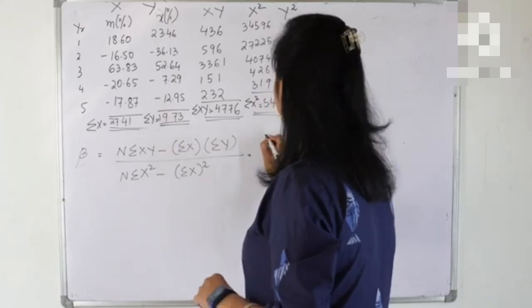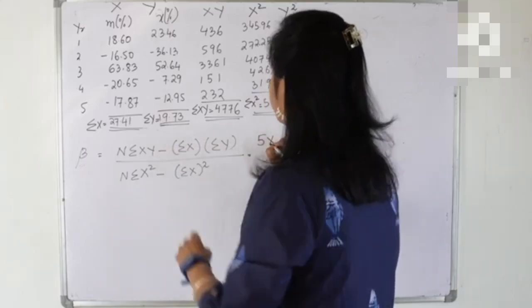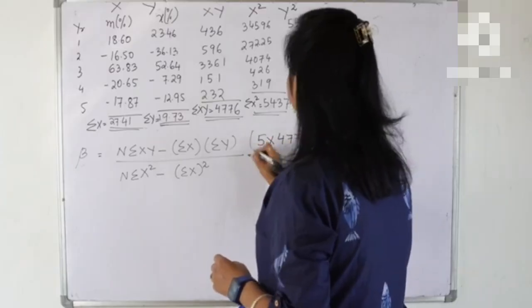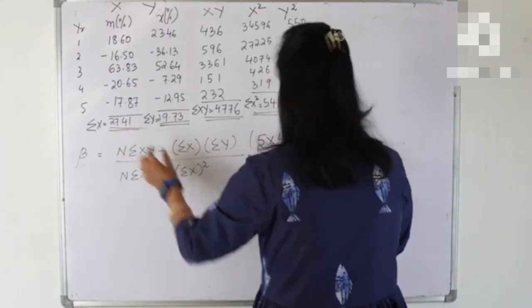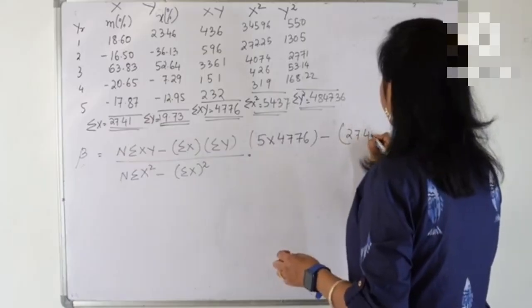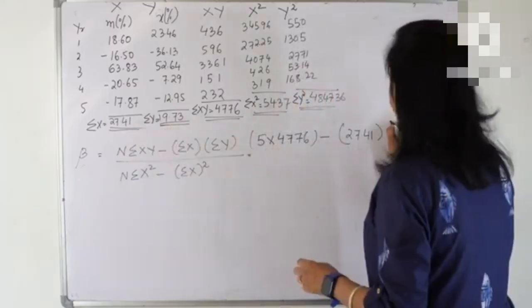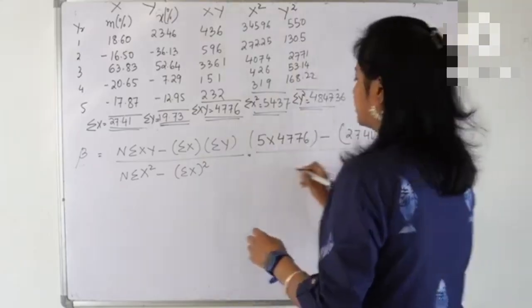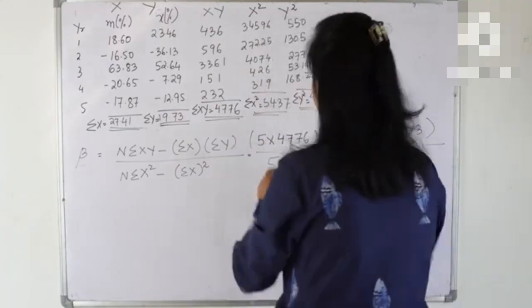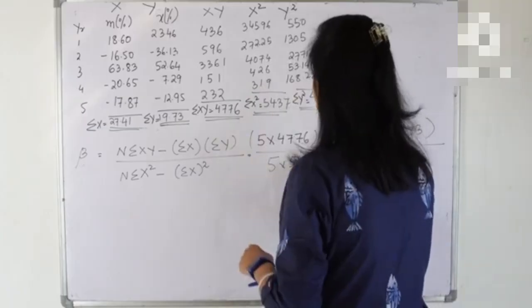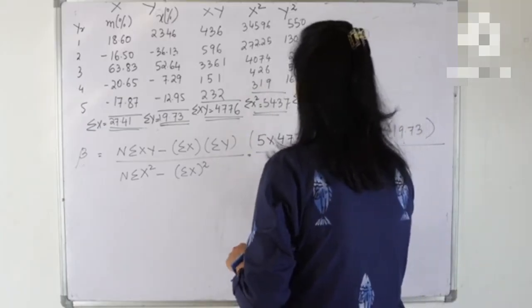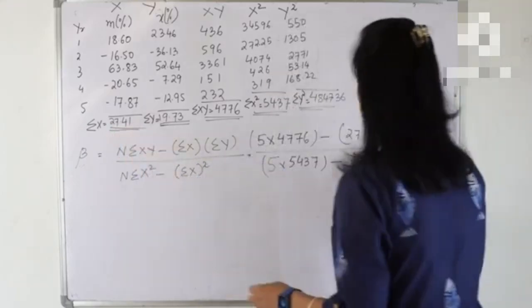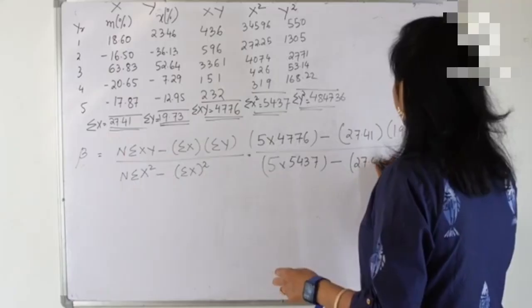We have n. N is the number of observations, 5. And then we have to multiply, the sum of the product, 4776. Then we have to minus it with sigma x, that is 27.41, multiplied with sigma y, that is 19.73. Then you have to divide by 5, and what is your x square? X square is this one, 5437. And then you take the sigma x whole square. So 27.41 whole square.